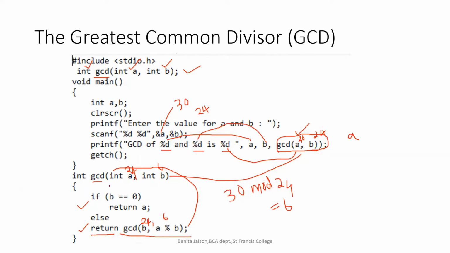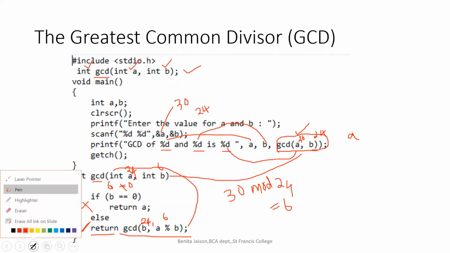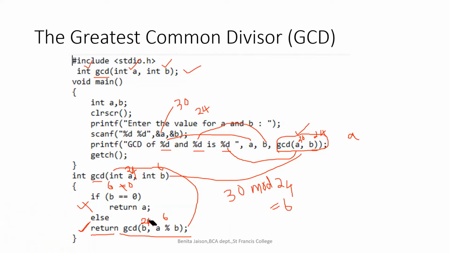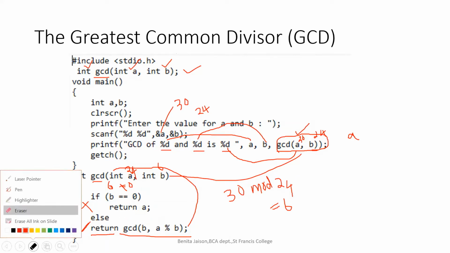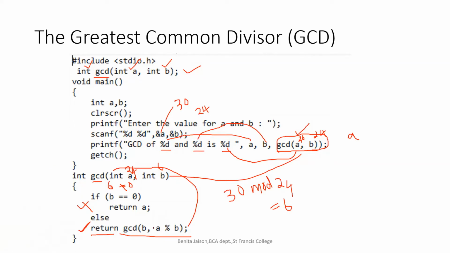Again, it will check here what the B value is. B value is 6. Is B equal to 0? No, it is not equal to 0. So it will not execute the first return, it will execute the else part. B is not equal to 0 means we have to execute the else part. In the else part, we are returning GCD B comma A mod B.